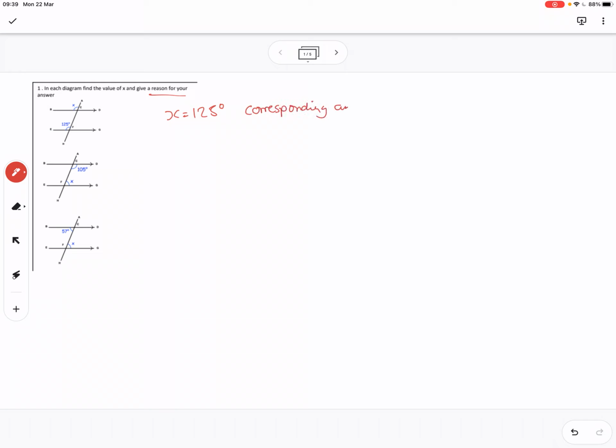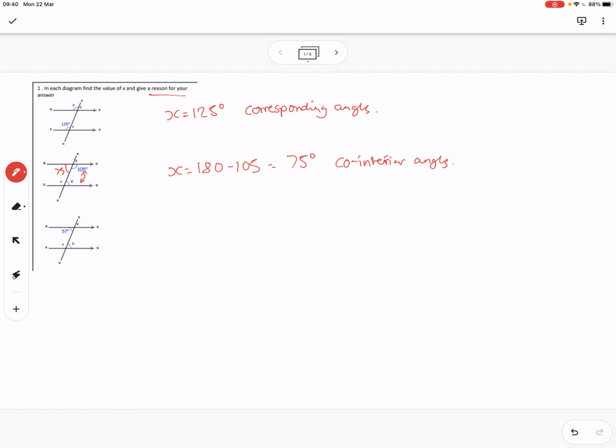Corresponding angles. This next one, x is going to equal 180 minus 105, which equals 75 degrees, because these are co-interior angles. You could also say that this is 75 degrees by virtue of being two angles on a straight line, and then that is an alternate angle with x. The co-interior gets you there in one step. Remember, a lot of these rules derive from each other.